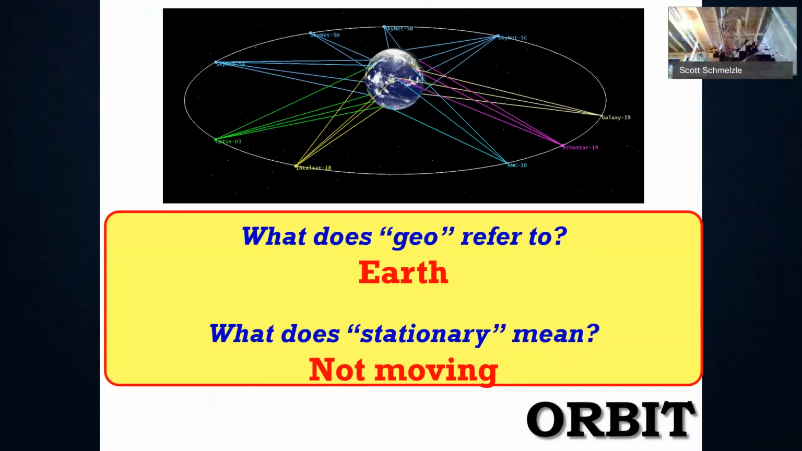That's because for them, their orbit is 24 hours.